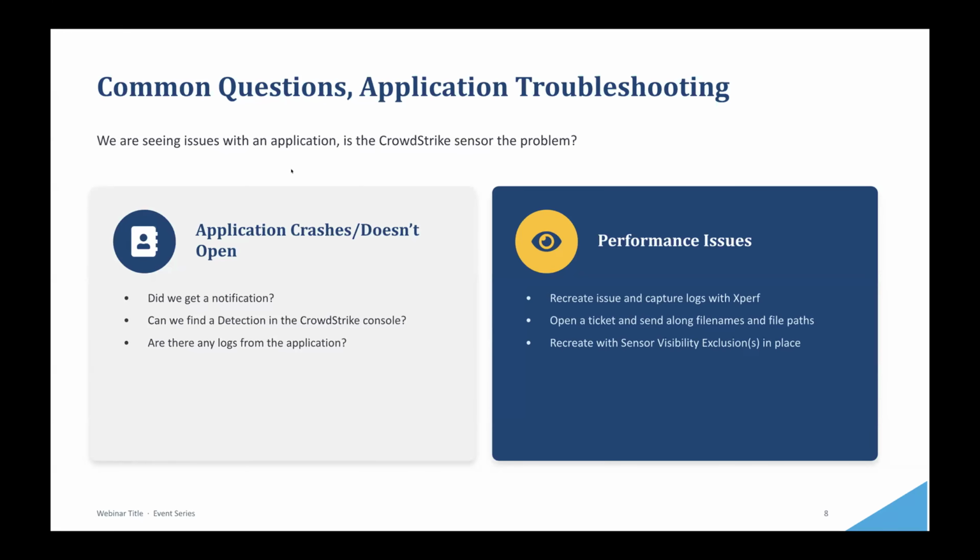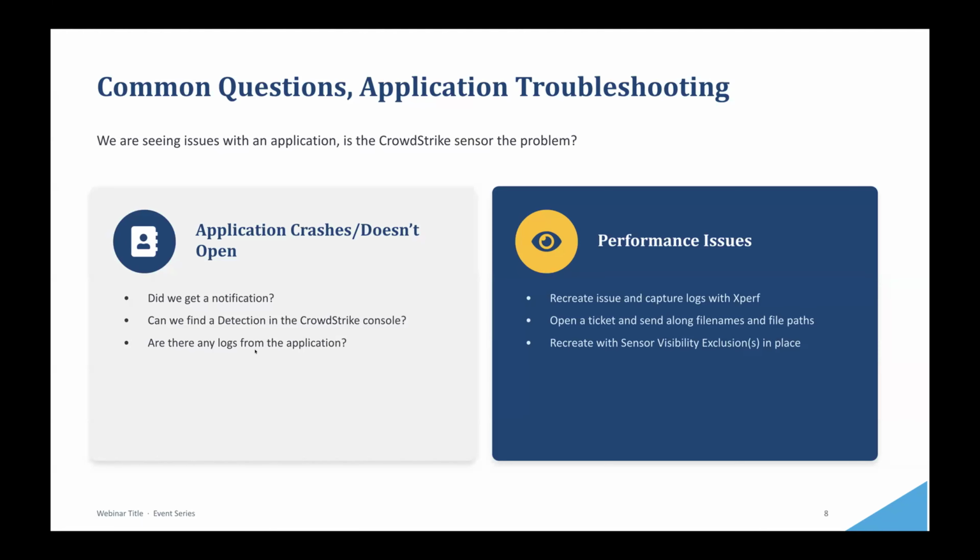If there is no notification to the end user and there was no detection in CrowdStrike, CrowdStrike did not block it on purpose, right? We are set up to notify you. CrowdStrike is not supposed to do anything without telling us that it's done something. So before we open a ticket here, we want to go check to see, are there any logs from that application? Did we get a detection? If there are no detections, let's try and recreate and capture some logs.